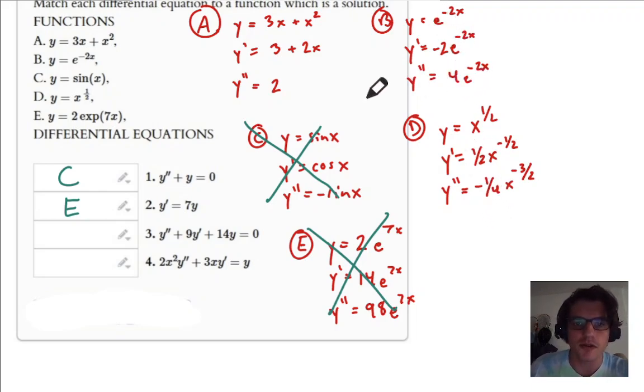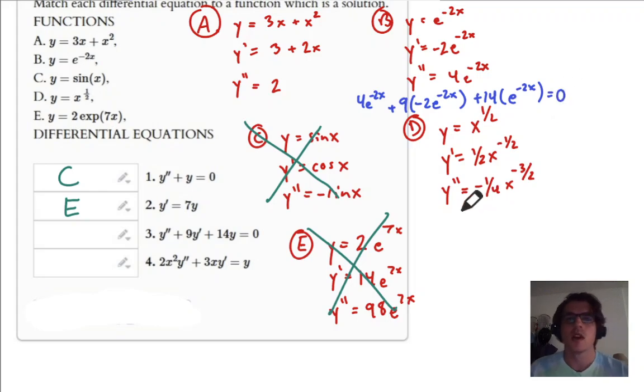Y double prime is 4e to the negative 2x plus 9 times negative 2e to the negative 2x plus 14e to the negative 2x equals 0. Okay, so 4e to the negative 2x plus negative 18, so that would be negative 14e to the negative 2x, plus 14. So that looks good. So that looks like it's going to be B. And that's good. We don't have to plug in. We don't have to mess with D.